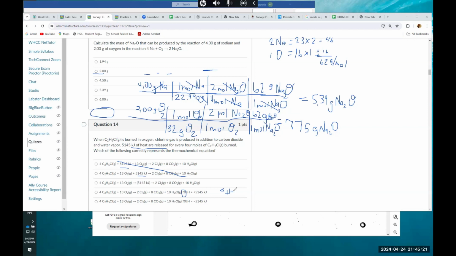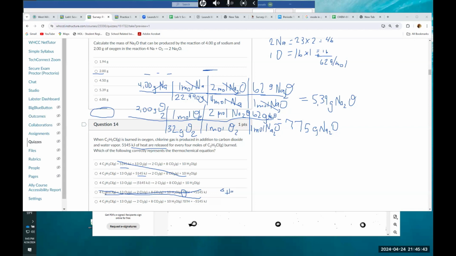It should be positive because we're releasing heat, right? No. If it's releasing, we're losing it, so it's going away. So it's going to be negative. You have to look at it from the inside. That's right. So it's going to be negative. So we know that this one can't be correct either.